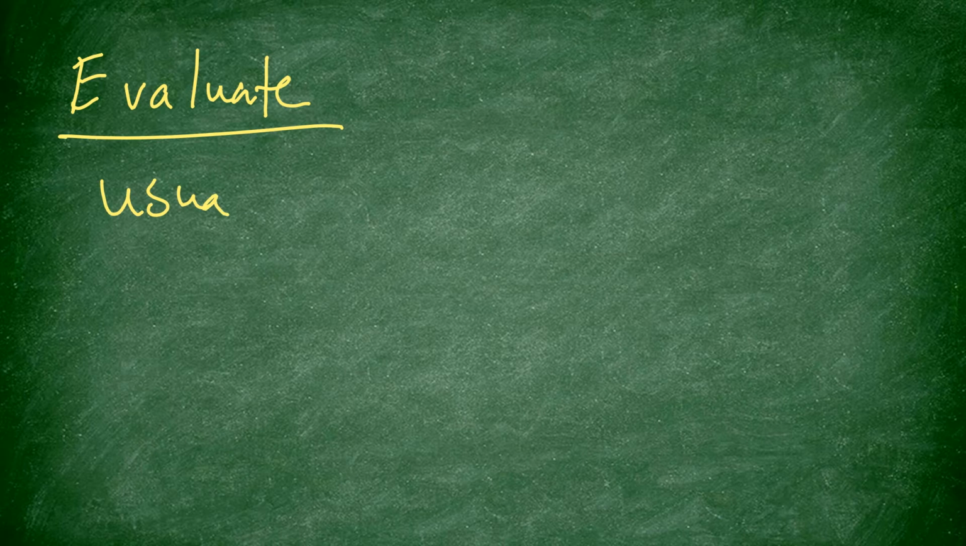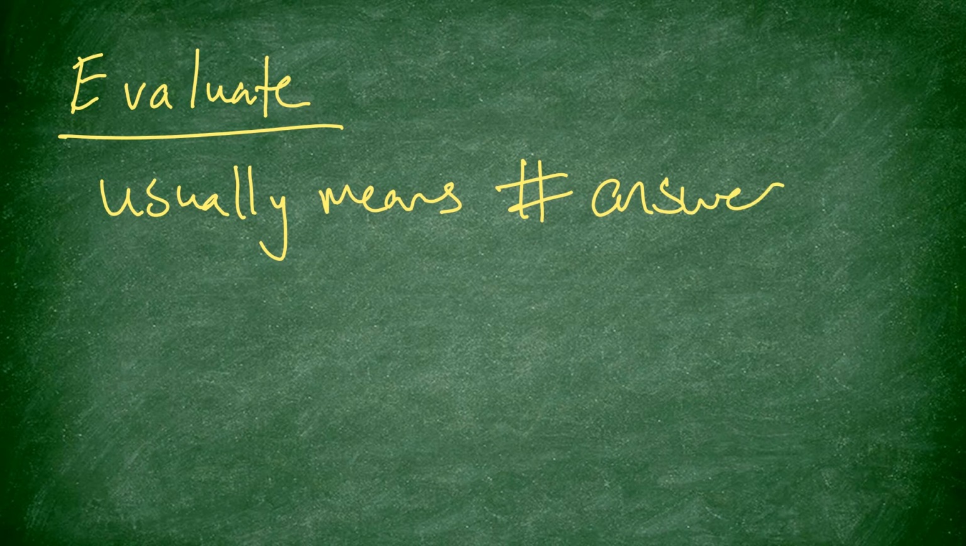Now, before we go on to the next section, you'll see in the instructions that it says evaluate. Now remember, evaluate usually means you're going to have a number answer. Another way to think of evaluate is plug and chug. As in, I'm going to give you a value, and you're going to plug it in, and then simplify it using the order of operations.